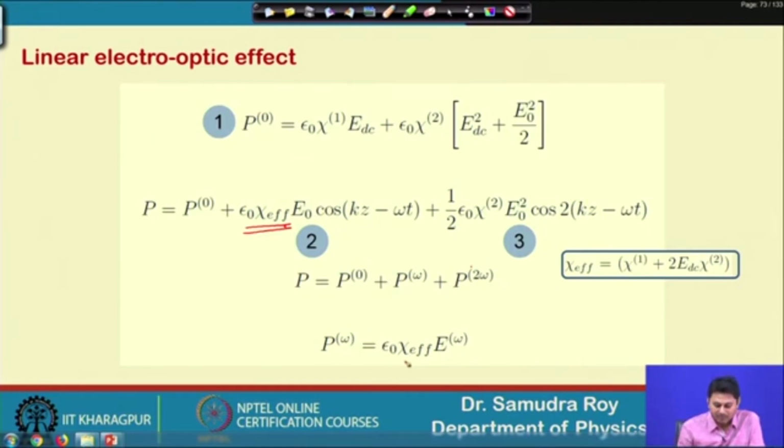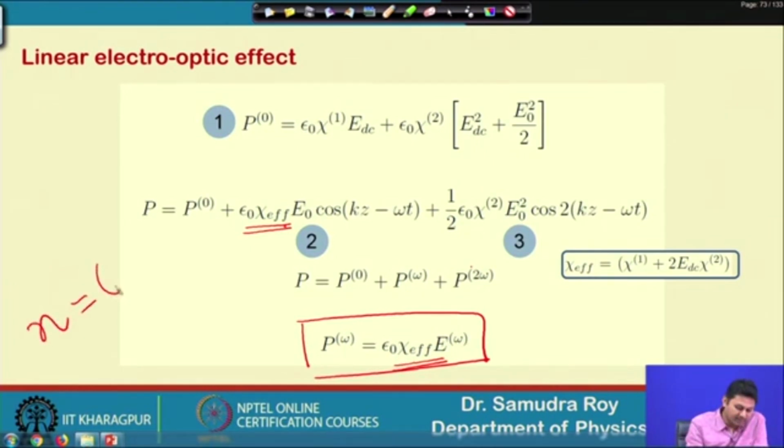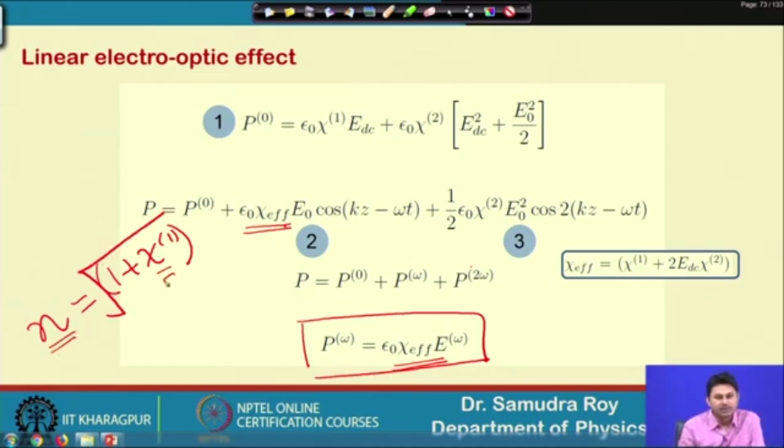So, the second term is now modified with chi effective. Now this is P omega is E omega, that means this is a linear relationship. So, the linear part of the polarization basically gives rise to the linear part of the refractive index. We know that susceptibility is related to the refractive index, because n is root over 1 plus chi 1. So, that means the refractive index is directly related to the susceptibility.